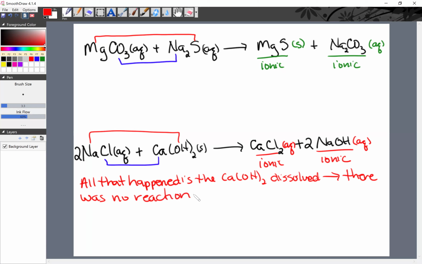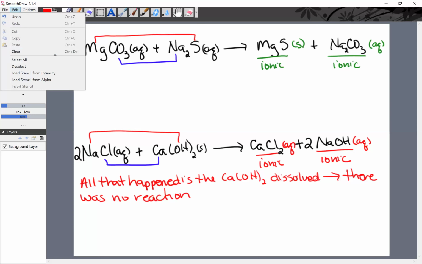So, will it dissolve? Yes, but will a reaction happen? No, it won't. All right, that's the way you predict for precipitates, for the formation of solids. Let's go back to those equations. What is the difference between an ionic, a molecular, and a net ionic?